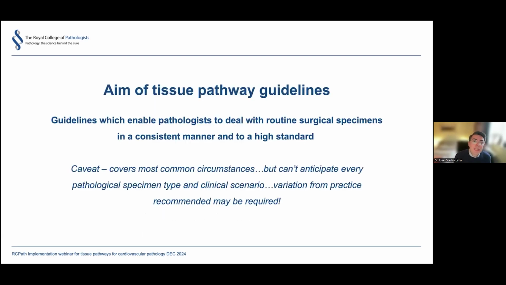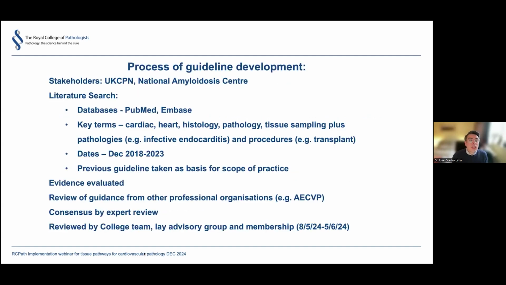So the aim of the Tissue Pathway Guideline series from the college is to provide pathologists with guidance on how to deal with routine surgical specimens in a consistent manner and to a high standard. But of course, these guidelines cannot cover every single specific circumstance or specimen. So variation from practice from the recommendations may be required. So how was this guideline developed?